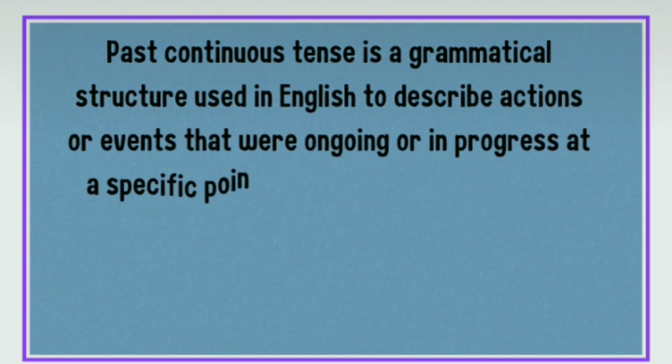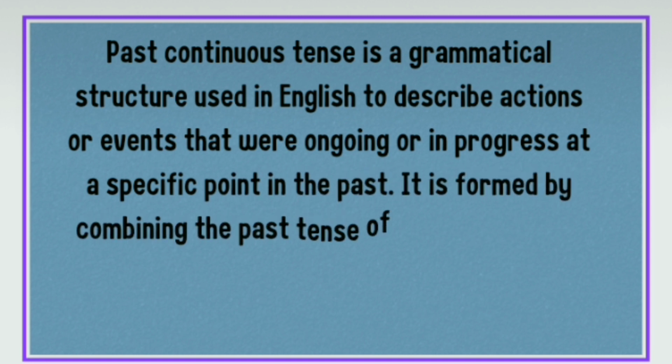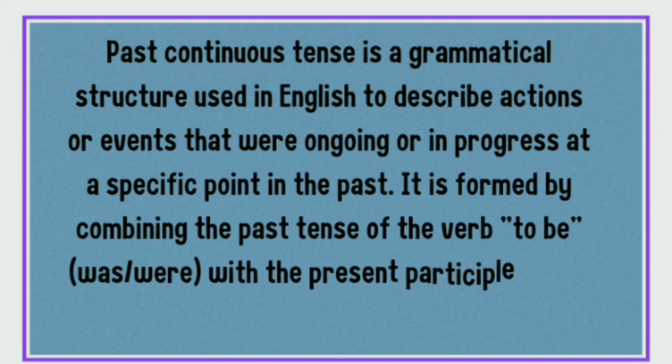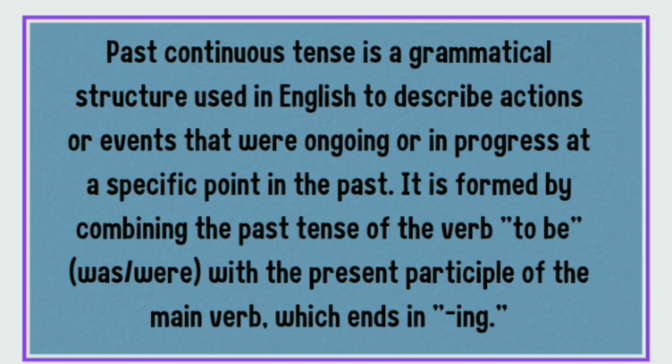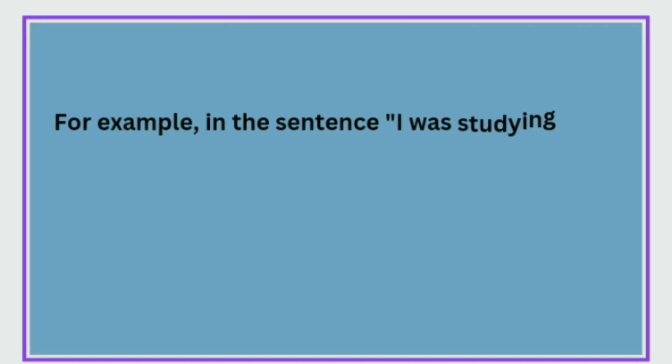Past continuous tense is a grammatical structure used in English to describe actions or events that were ongoing or in progress at a specific point in the past. It is formed by combining the past tense of the verb to be, was or were, with the present participle of the main verb, which ends in -ing.